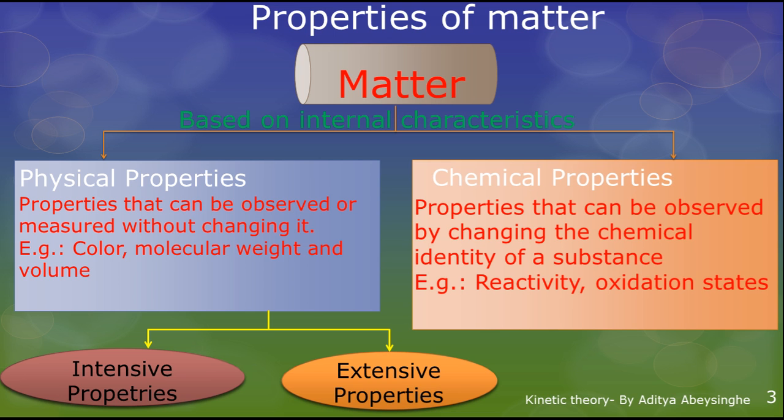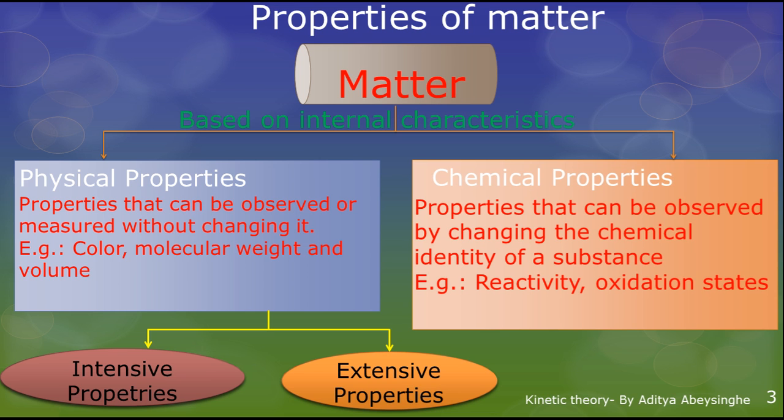So color, as in the example I used, potassium permanganate, is a physical property. Other physical properties are molecular weight, volume, and pressure. These are tangible things you can see. For example, you can see the pressure of a gas change when you increase the temperature or when you decrease the volume. You can measure that change of pressure. So these are the physical properties.